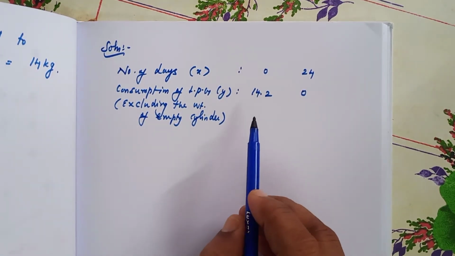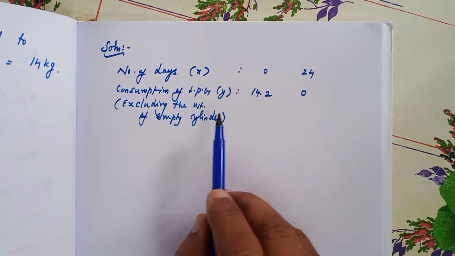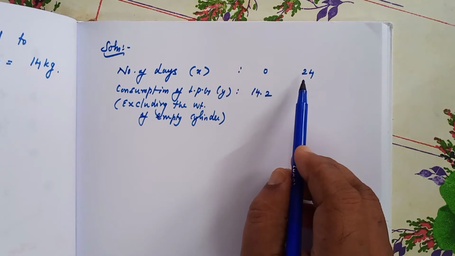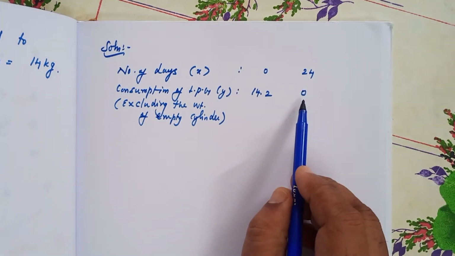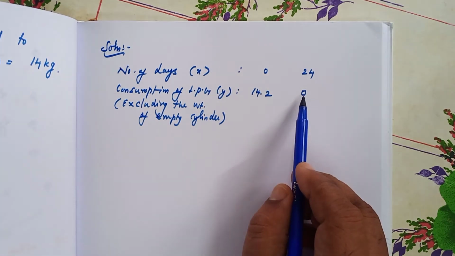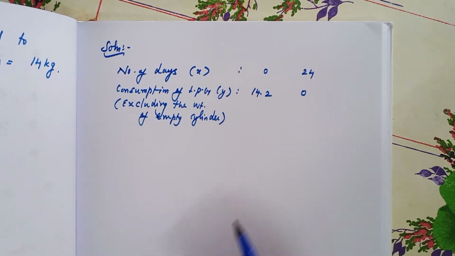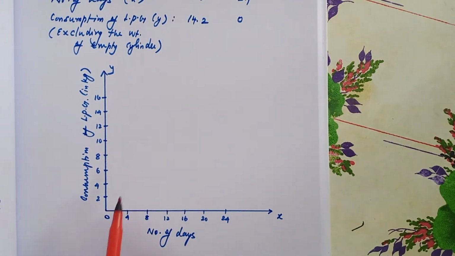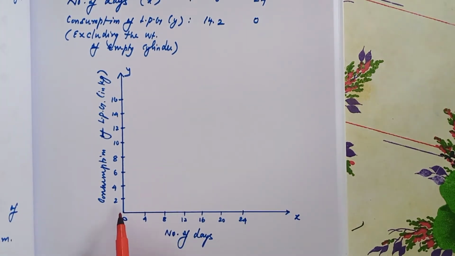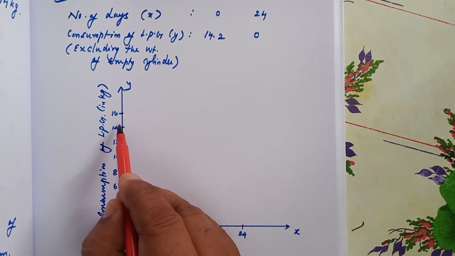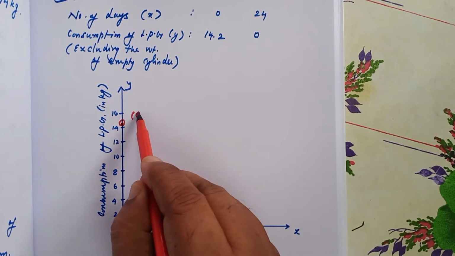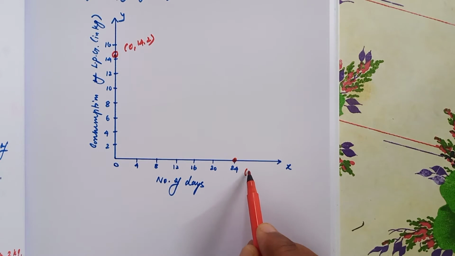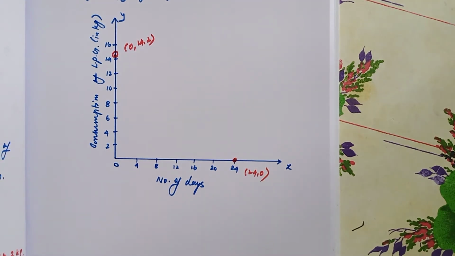Before we use that cylinder, 14.2 kg of gas will be in the cylinder. So at 0 days, 14.2 kg of gas will be there. If we use the gas for 24 days, the gas will be empty, so I mention it as 0. These 2 points will be plotted in a graph. I have taken number of days on the x-axis and consumption of LPG in kilograms on the y-axis. The first point is 0, 14.2, somewhere between 14 and 16. Next, 24, 0, on the x-axis. Join these 2 points.